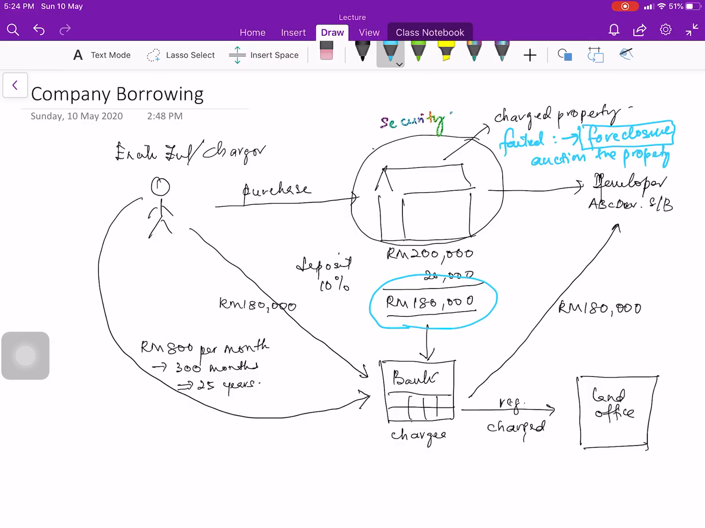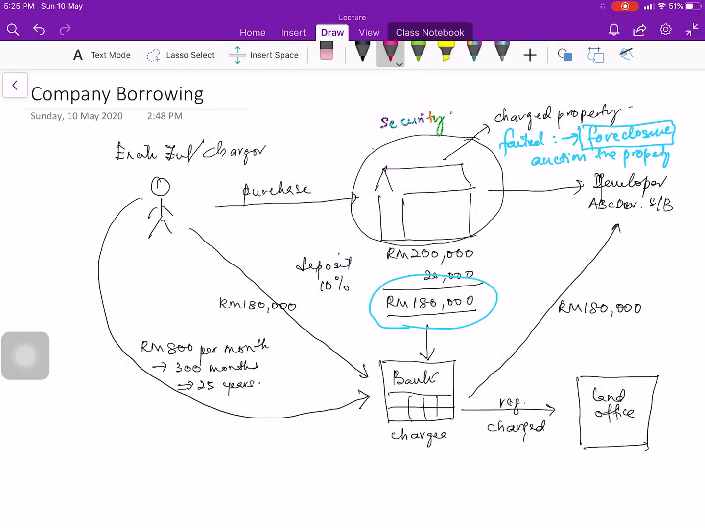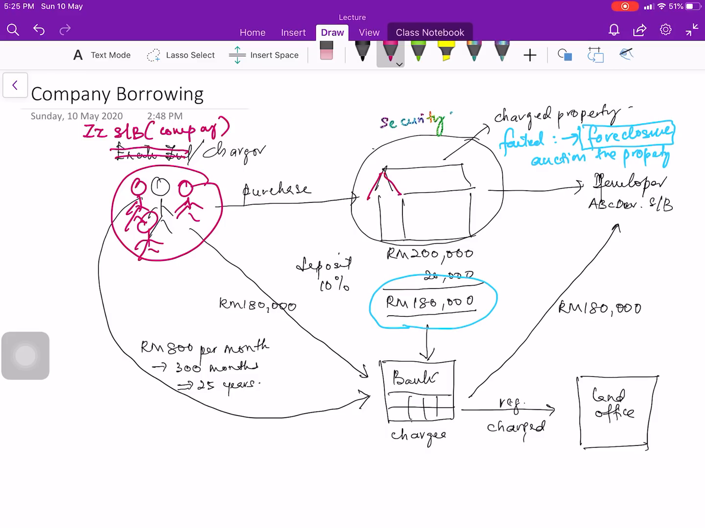If you understand this process, it is simple. Now, we are talking about a company. We are learning company law. So now we should change this: instead of Encik Zul, it is Zack Sendirian Berhad. So this is a company. It would not be just Encik Zul alone; there might be other people as shareholders. They bought, instead of a house, a building. Assuming it's the same price, borrowing from the bank, because they purchased this building from developer ABC Sdn Berhad, the company still has to pay almost similar, about 800 per month for the next 25 years. But since it's a company, I don't think it goes up to 25 years.